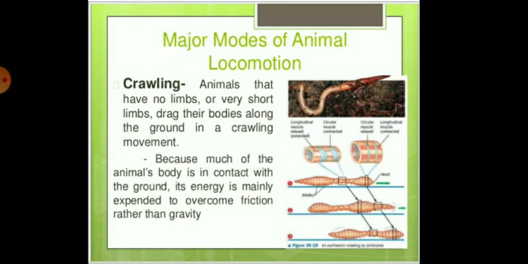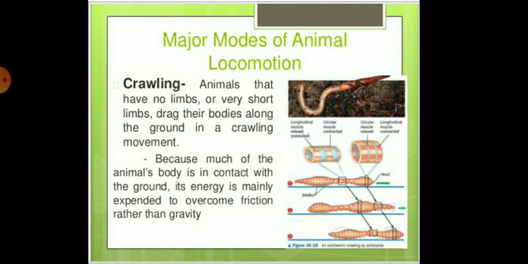The animals that have no limbs, like the earthworm, or very short limbs drag their bodies along the ground in a crawling movement. Because much of the animal's body is in contact with the ground, energy is mainly expended to overcome friction rather than gravity. On the undersurface of the body, a number of minute bristles are present. You can see these bristles in this picture. Bristles are connected with muscles and help the animal to get a good grip on the ground.